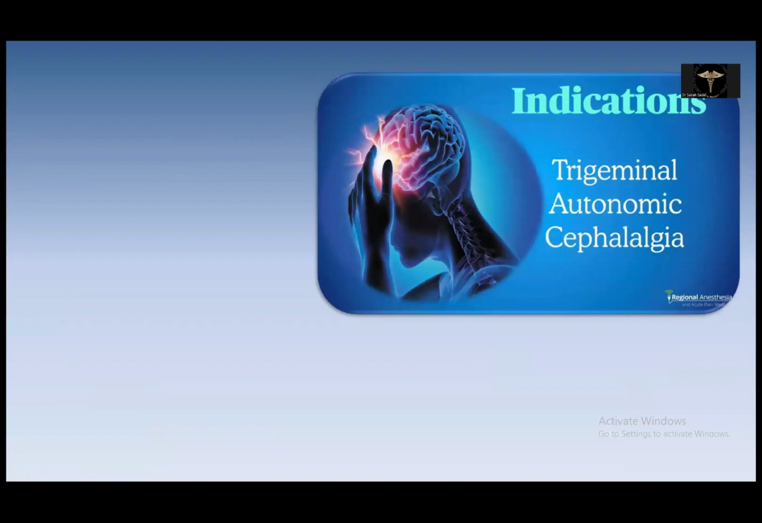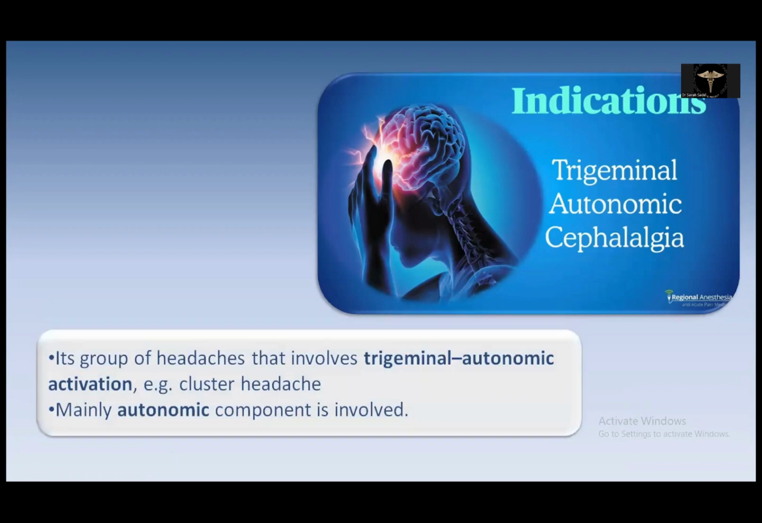Now, as you know about the anatomy of the SPG and the branches it receives and the branches it gives off, now you can easily understand the indications of this block. First of all, the very common and important indication is trigeminal autonomic cephalalgia. So what is trigeminal autonomic cephalalgia, also known as TAC? It's a group of headaches that involve the trigeminal autonomic reflex pain activation system, and one example or one type is cluster headache. It's mainly autonomic in nature, and mostly the parasympathetic component is involved.